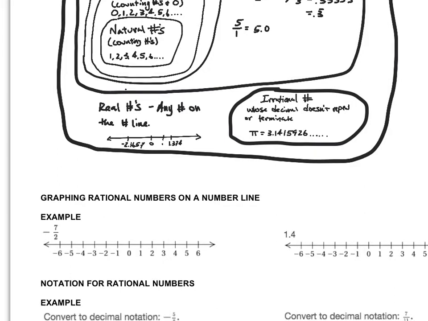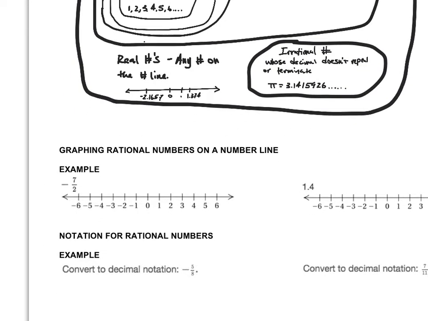Okay. So then the other thing I want us to be able to do, that we're asking you to do in this section, is to graph a number, graphing rational numbers on a number line. Okay, so both of these are rational numbers, -7/2 and 1.4. And we're going to go through in a second to show how we get the decimal approximation of this.